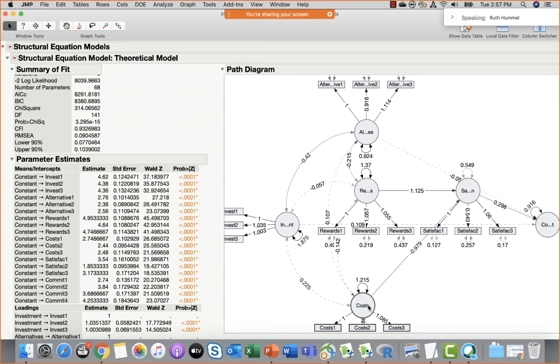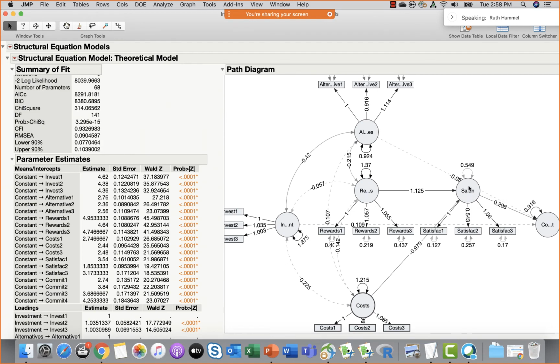So the higher the costs, the lower your satisfaction. That makes sense. It took me a second there. So the higher the costs, if you feel like there's a lot of costs to keeping your relationship up, then you're going to have lower satisfaction, and that's statistically significant. The rewards, the higher the rewards, statistically significant positive effect on satisfaction. So the more rewarded you feel by your relationship, the more satisfied you are.